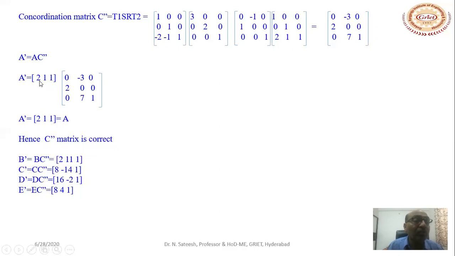Let us find out: [2 1 1] times [0 -3 0; 2 0 0; 0 7 1]. Then we get again [2 1 1]. It means A is fixed, because A dash equals A. Hence the concatenation matrix C is correct. So we confirm from this that C is correct, and we can find the other transformed points. B dash equals B into C double dash, which we get as [6 11 1], and C dash equals C into C double dash, that is nothing but [8 -14 1], and D dash equals D into C double dash, [16 -2 1]. E dash equals E into C double dash, [8 4 1].